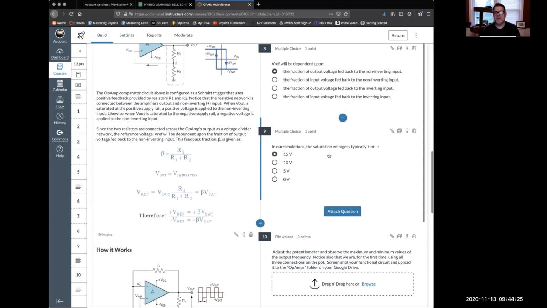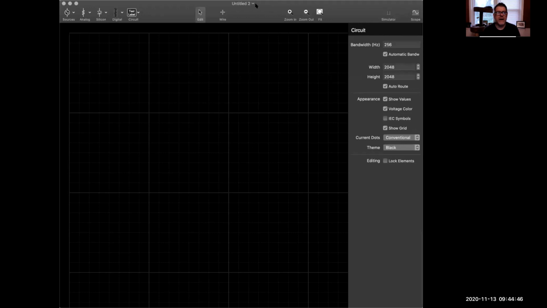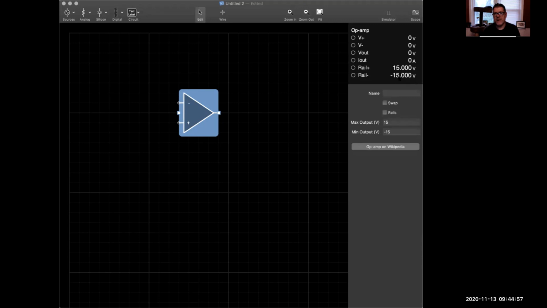Question 9, in our simulations, the saturation voltage is typically plus or minus 15 volts. And the way that I can see that, I'm not going to bring up iCircuit just yet because, well, what the hell, might as well. Let me just do a new share to my iCircuit. So here I am in my iCircuit. When I grab an op-amp, here it is, the op-amp. When I select the op-amp and its properties, you see that the rail voltage plus or minus is set to 15 and minus 15.